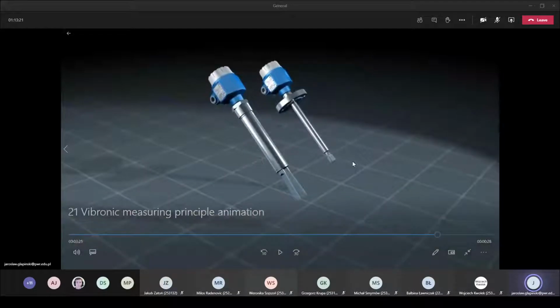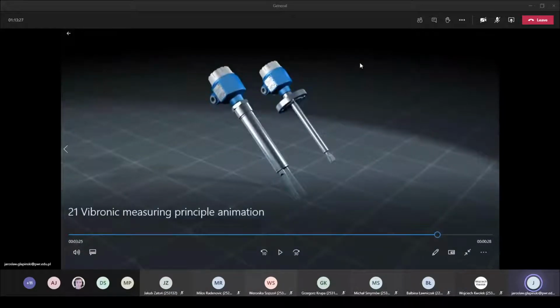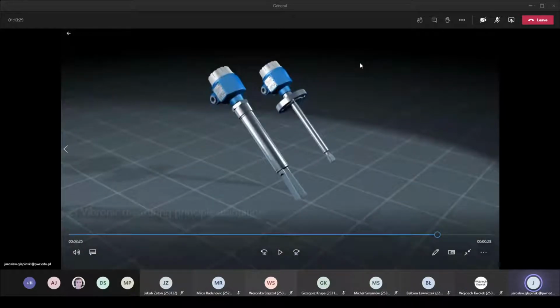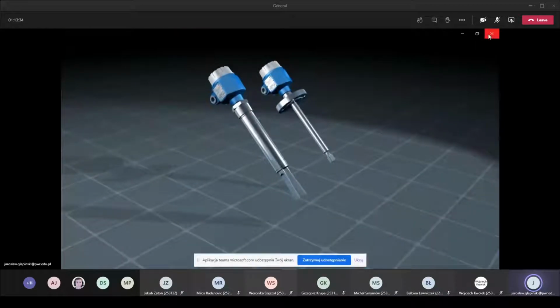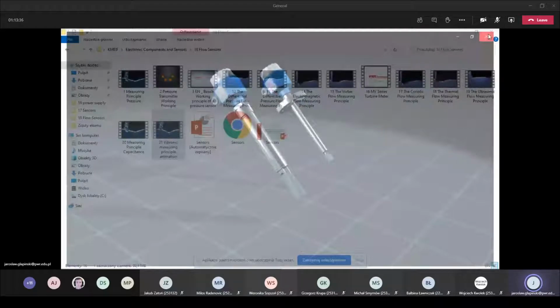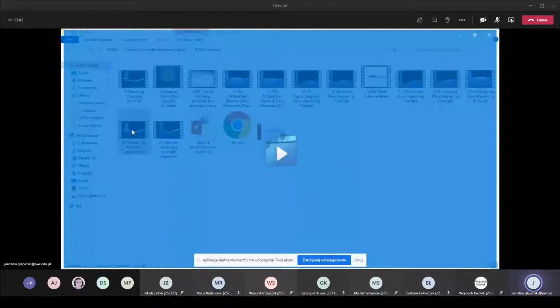Okay, maybe it was not a good example of a flow measurement, but it also shows how we can measure differences, different properties of the substances. And the last, maybe not the least, but I will show you the last example of the flow measurement.